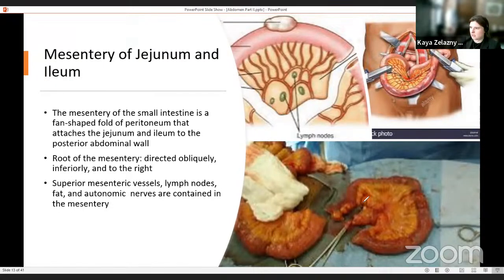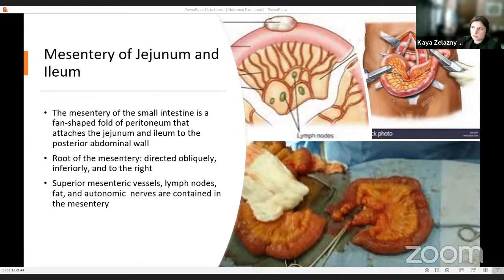So we have an actual image, it's kind of blurry here, from surgery. We can see those wrinkles. It's containing all of these important structures within it. So it looks like it's just a big lump of fat, but it's actually very important. It's kind of fan-shaped when you see it in real life. Those wrinkles make it look like a zigzag, accordion-fan kind of structure.